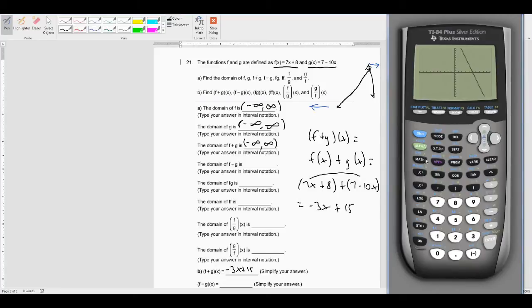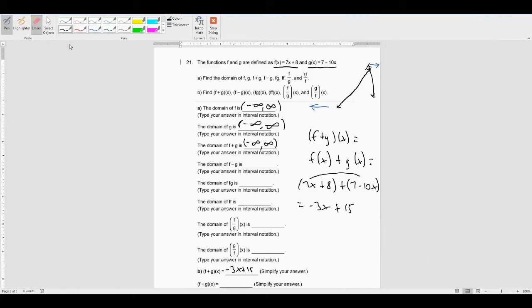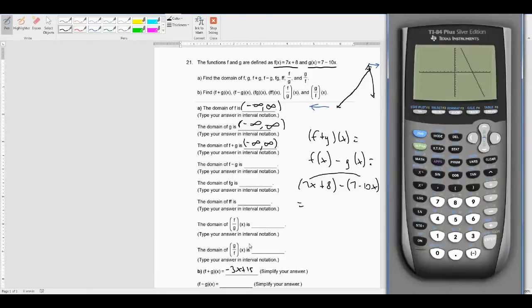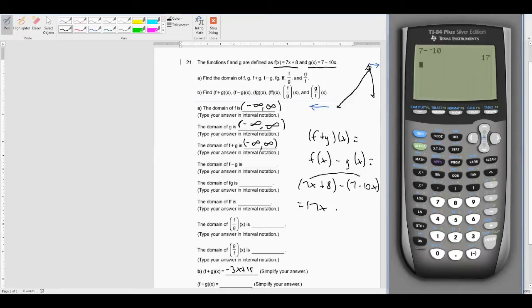Now let's do f minus g of x, and I'm just going to erase to save some space. So it just means do the same thing, subtract. Now you do subtraction, just be really careful. In fact, since you get to use the graphing calculator in most classes, I'm going to show you how you might want to do this. When you combine like terms, this is 7 minus negative 10. Do you see that? 7 minus negative 10. 7 minus negative 10. And you get 17x. And then you have 8 minus 7, which is a positive 1.